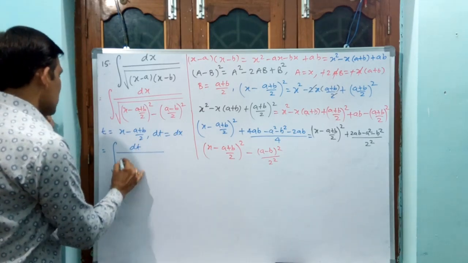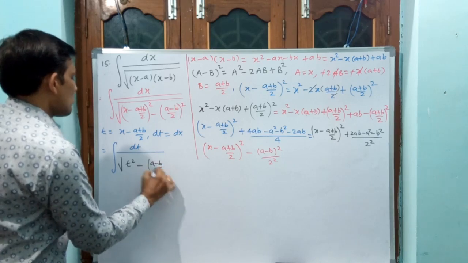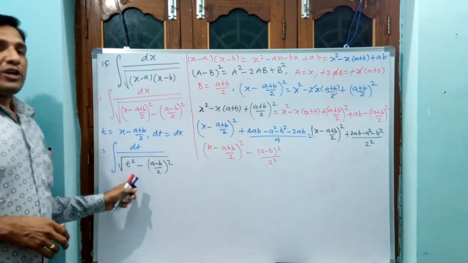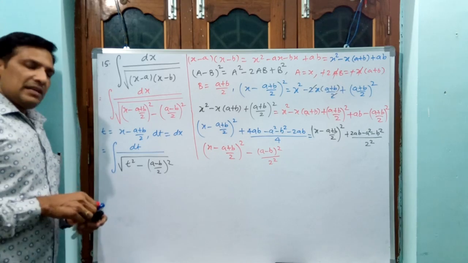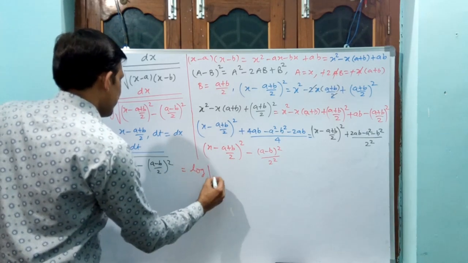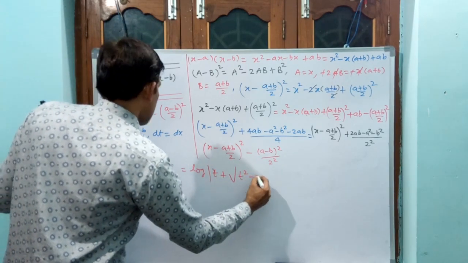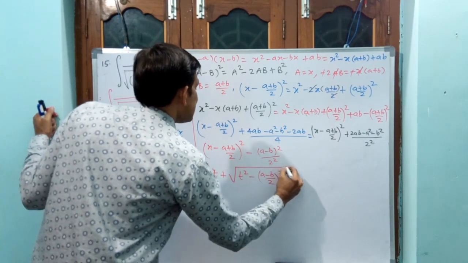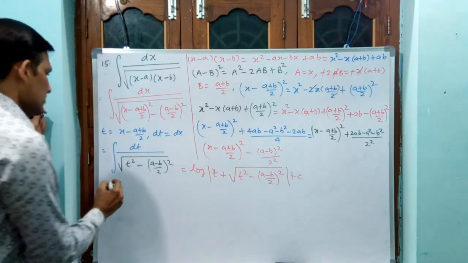dx will be dt. Square root of this will be t squared minus ((a minus b)/2) whole squared. Now you see this is in the denominator, square root is there, so 1 by 2a will not come. Then this will be like log, you see directly what I am writing, that is equal to log of t plus square root of t squared minus ((a minus b)/2) whole squared plus c.